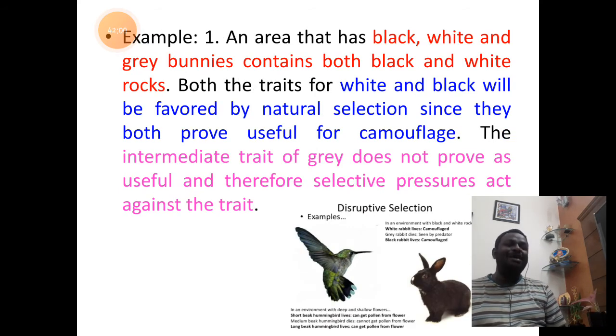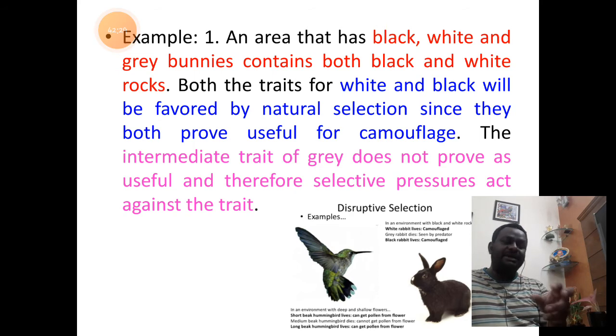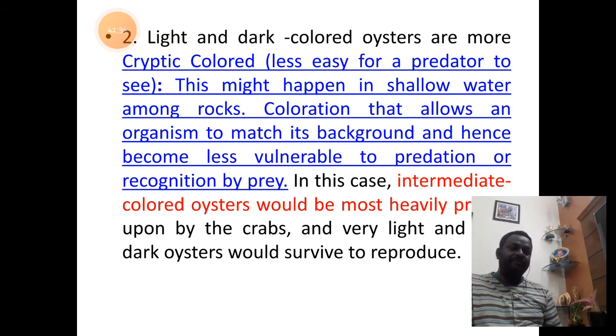To cite an example, rabbits of black, white and grey color which are seen in a rocky environment. White and black, which are the two extremities, are selected by nature, as they show blending of their body color with that of the rocks on which they are. So predators like birds will easily select the intermediate color ones, that is the grey one. So this is an example to cite there.